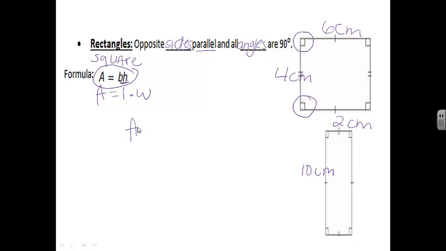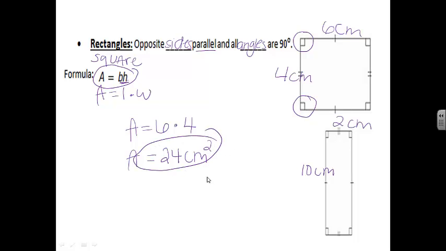So in the first shape, area would equal base times height, which means what makes the right angle. 6 times 4. So 6 plugged in for B, 4 plugged in for H. So area equals 6 times 4 equals 24 centimeters. What I told you earlier, it's squared. Okay, so my answer is 24 centimeters squared, or 24 square centimeters.